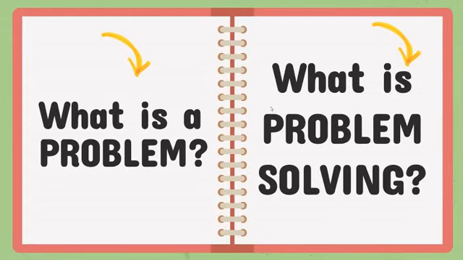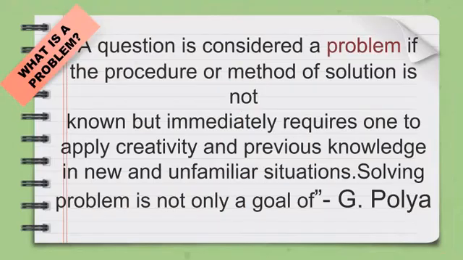Okay, so we move on. What is a problem? How do you consider a problem? Let's say that tautology is not a problem. It only becomes a problem if the procedure or method of solution is not known immediately, just like the problem I've posted on the bacteria. You don't know immediately what the solution is for that. What will you do to solve that question? Okay, so it now becomes what we call a problem.